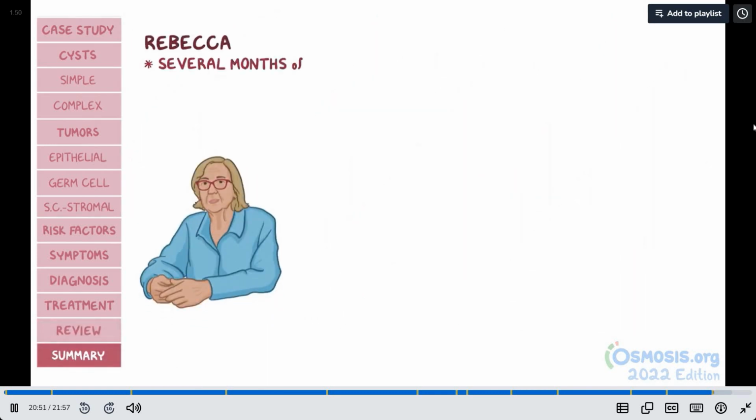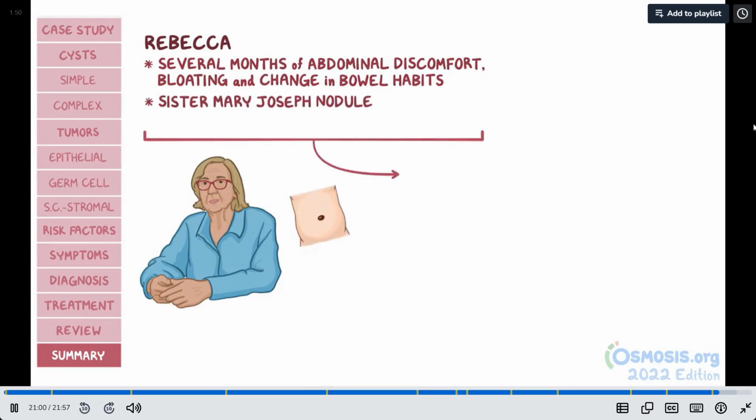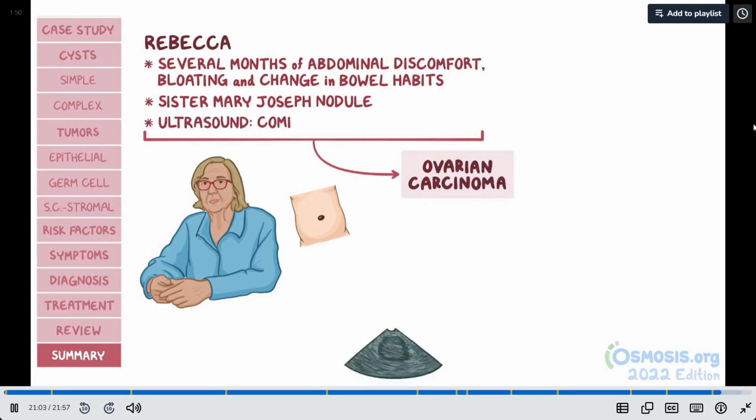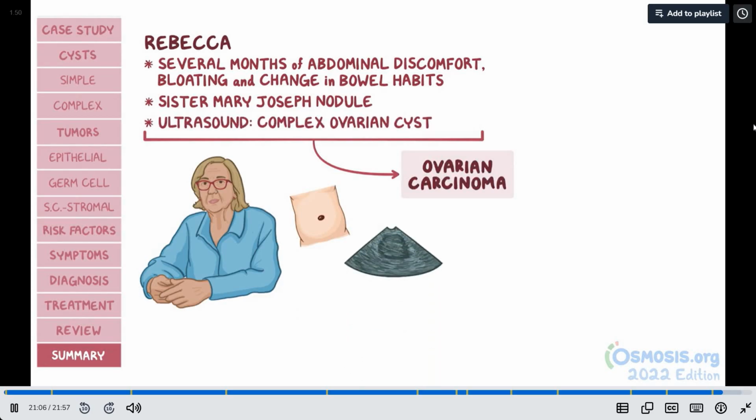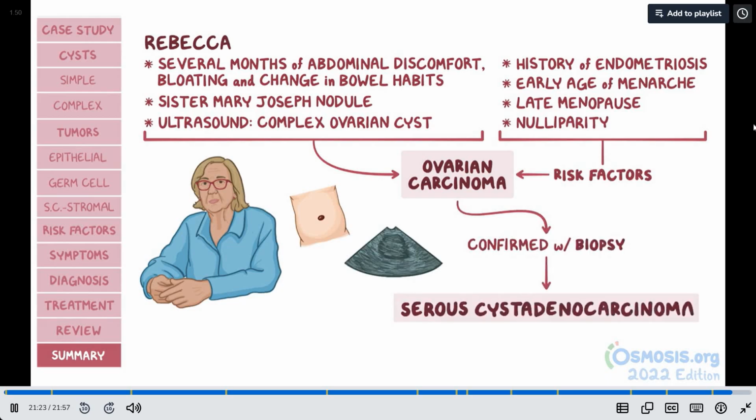Rebecca presented with vague symptoms like abdominal discomfort, bloating, and a change in bowel habits, but she also had a Sister Mary Joseph nodule on physical exam. These point to a possible ovarian carcinoma. Her ultrasound showed a complex ovarian cyst, which is also characteristic of ovarian cancer. Other clues include her past history of endometriosis, early age of menarche, late menopause, and nulliparity, which are common risk factors for ovarian cancer. This was confirmed with a biopsy, which revealed a serous cystadenocarcinoma, the most common type of ovarian cancer.